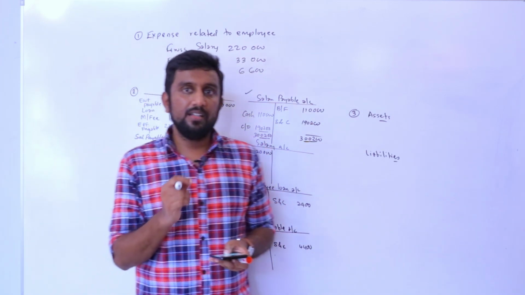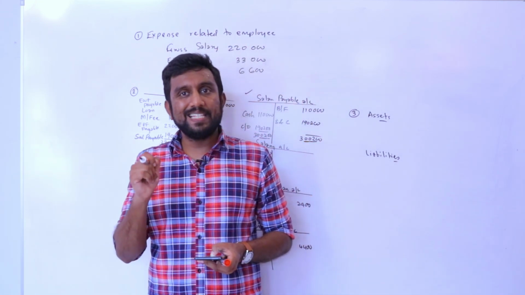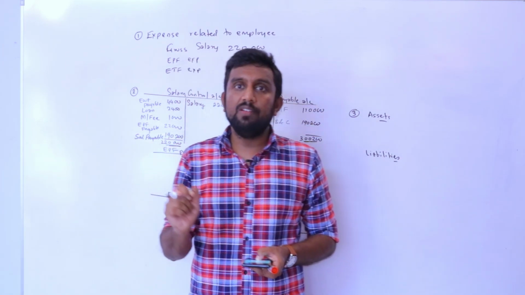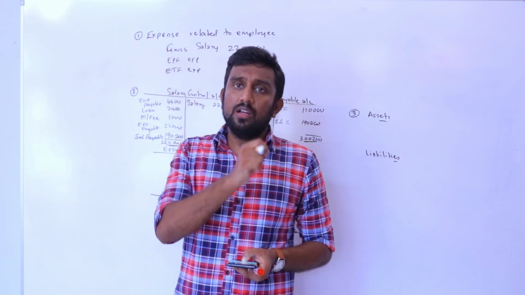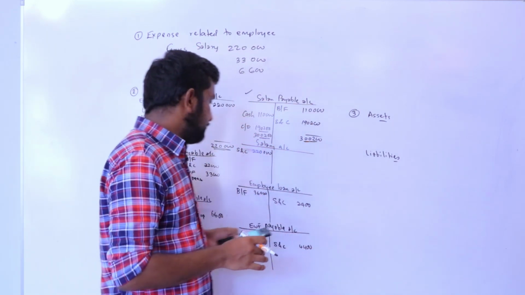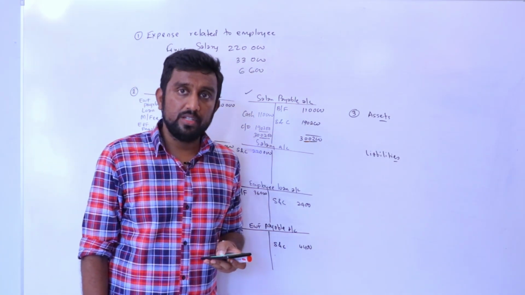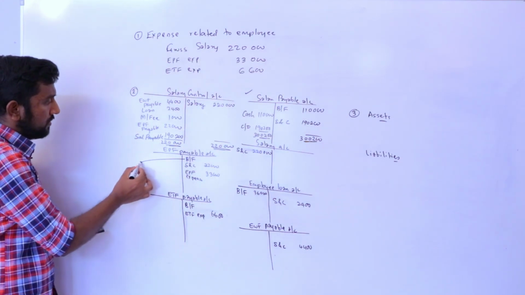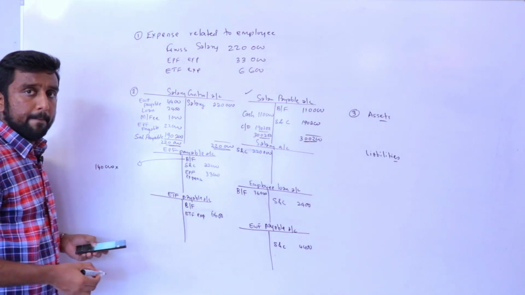So this is a critical question. Whenever they say something will be paid in the next month, the salary, EPF and ETF will be paid in the next month, you have to think about the last month's transaction as well, right? In this question they gave gross salary 80,000 and 60,000, therefore the total is 140,000. So I had to find the balance; my gross is 140 for the last month.